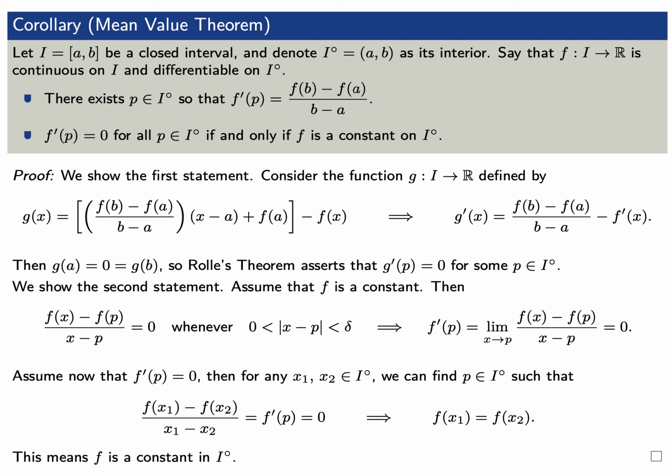Conversely, assume now that the derivative is 0. Then for any distinct x1 and x2 in the interior, we can find a point p such that f of x1 minus f of x2 divided by x1 minus x2 equals f prime of p. However, this must be 0 because we're assuming that our derivative is 0. So this means that f of x1 equals f of x2 for any pair x1, x2 in the interior. But this is exactly what it means to say that f is constant on the interior.